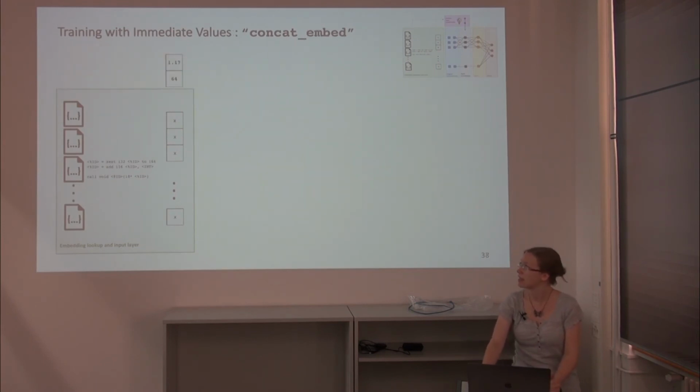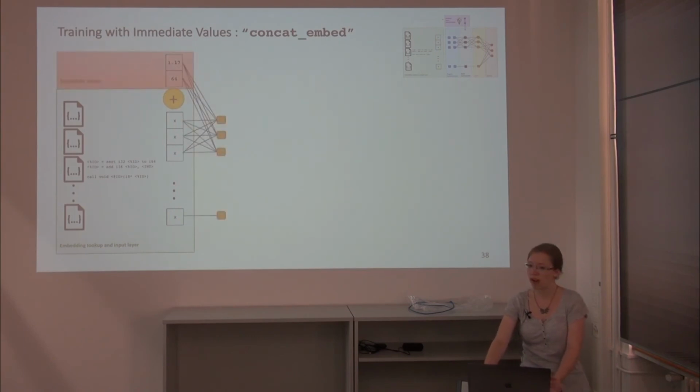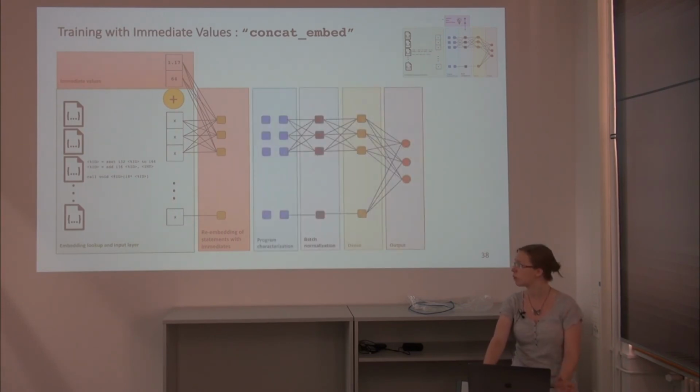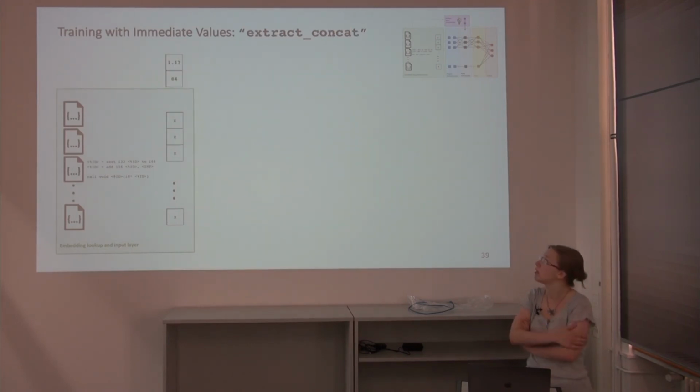Another way of looking at it, again, extracting the immediate values at this point, concatenating them there. Before actually going through program characterization, we make this go through one more dense layer. So we sort of re-embed the statements together with their immediates before going through program characterization and the rest of the layers.